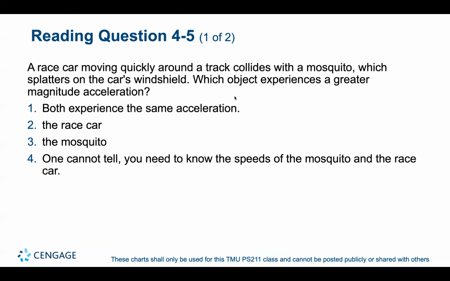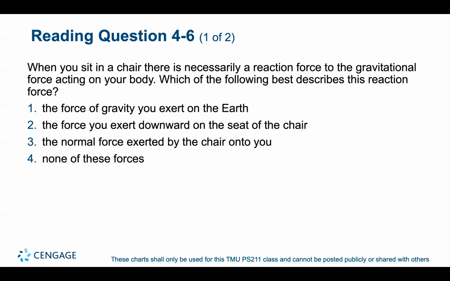Now, which object experienced a greater magnitude of acceleration? The previous one was about impact force, and now we're talking about acceleration. The car was going faster than the mosquito. So all of a sudden the mosquito is going to have a huge acceleration, because this force that was not there before is now making it go in a completely different direction. Its acceleration is greatly increased as a result of that impact. Fortunately, it probably didn't get a chance to experience that since it splattered over the windshield.